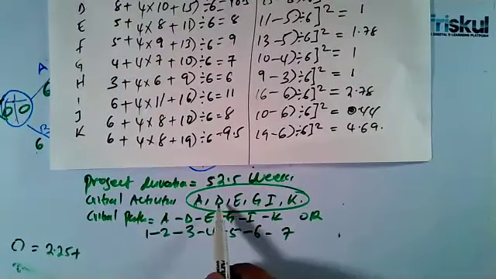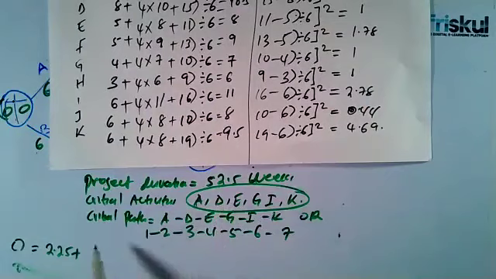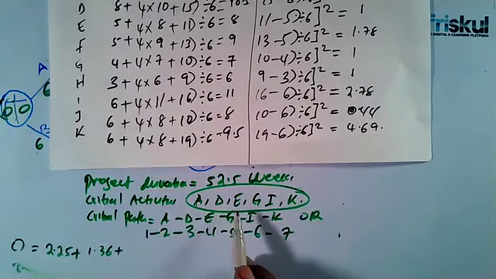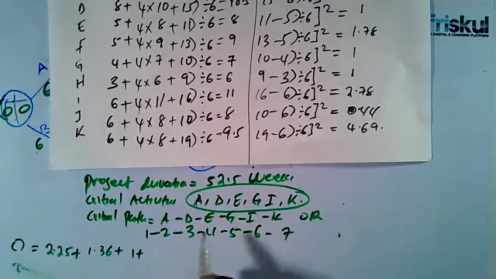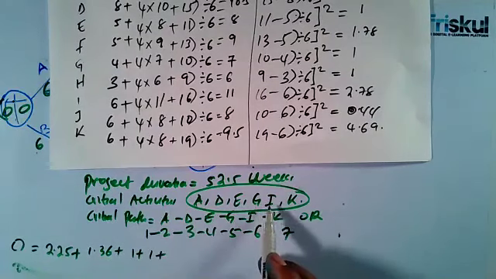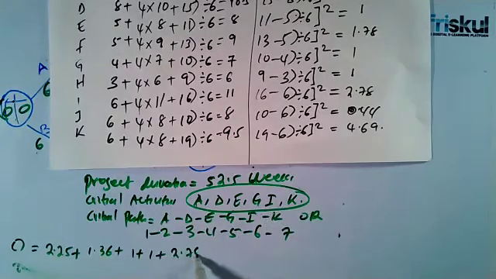You add D. D is also critical. D had 1.36. Also, we had E. E had 1. Then we have G. G has also 1. Then we have I. I had 2.78. And also we have K. K was 4.69. And the total you'll get 13.8.